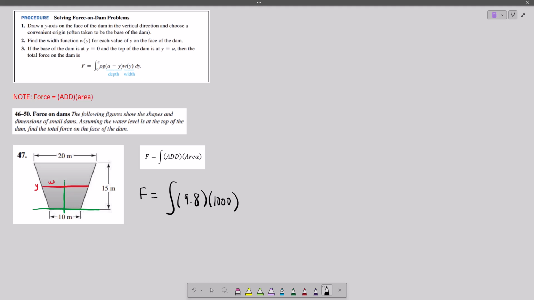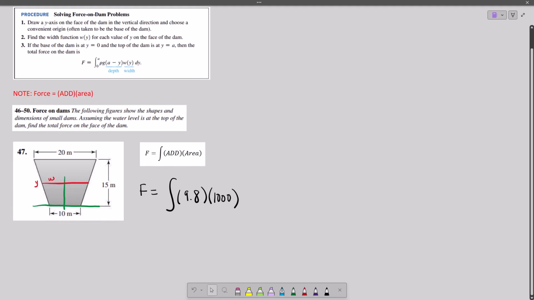15 minus y, right? So it's the same as the other ones we've been doing. We're looking at our element, whether it's a cross-section of water or a little piece of rope, whatever it is, we just do that complementary subtraction. 15 is the full length, y is the short length, 15 minus y is the upper length. So 15 minus y.